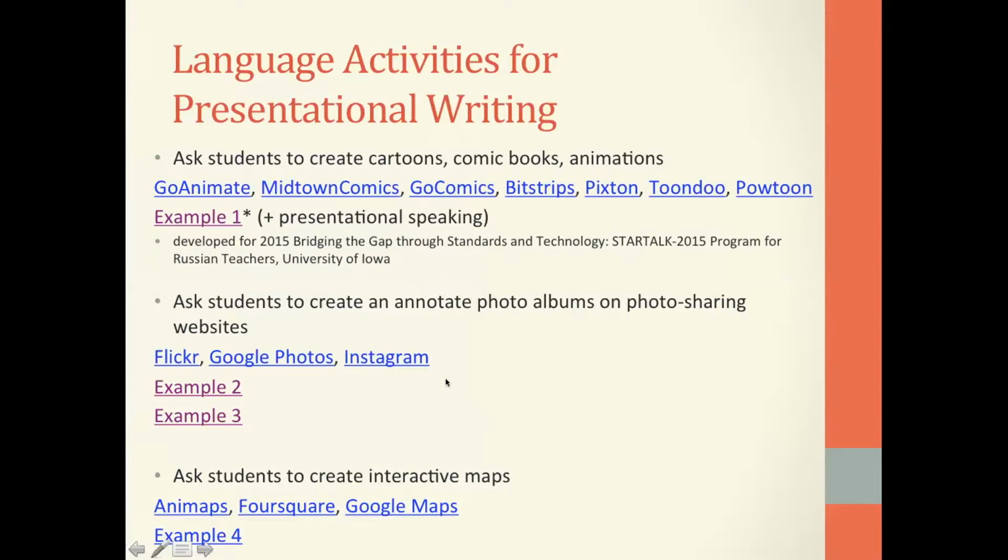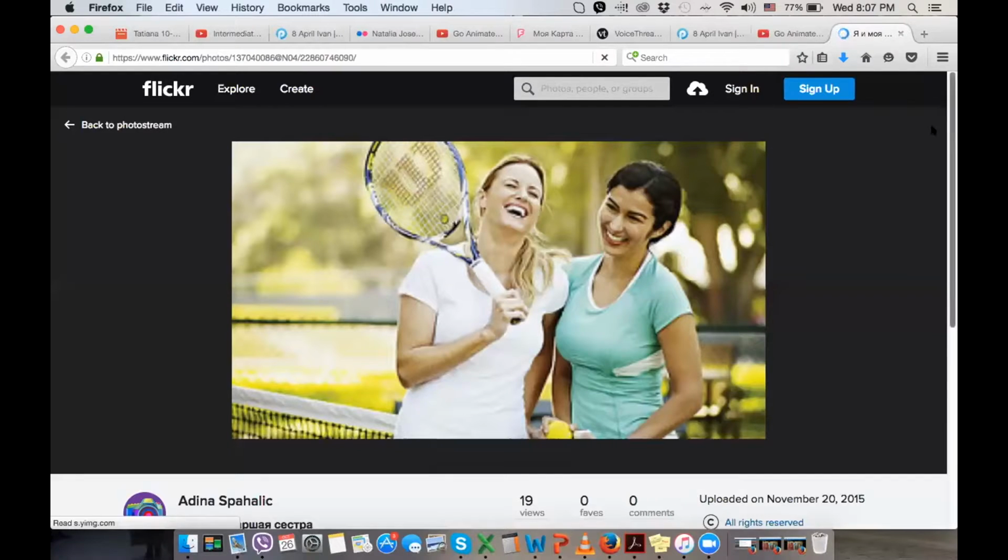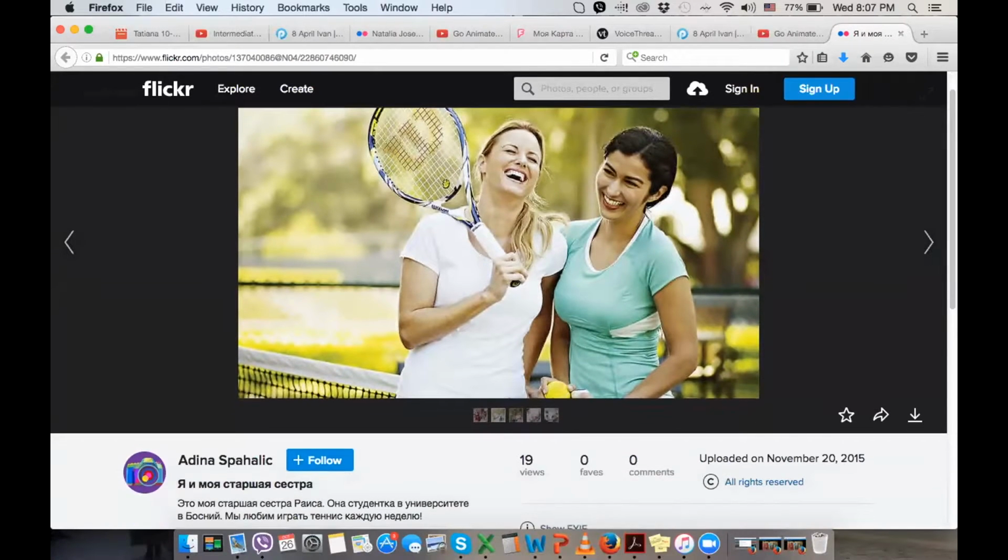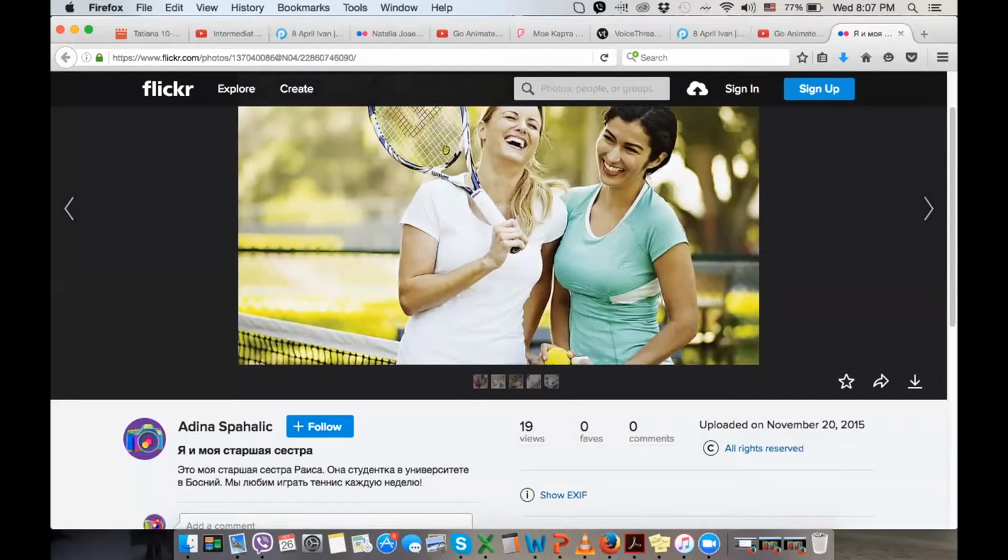Also, my students created annotated photo albums, and I asked them specifically to use web-based photo sharing tools such as Flickr or Instagram. And I'll just show you one example. And I allowed them to fake it. So if they didn't really want to share personal pictures, as you can see, they just took some pictures, and then underneath each picture, they had to write a description of this photograph and talk about their family and their friends.